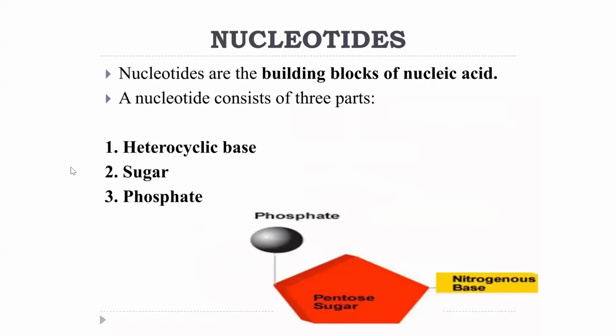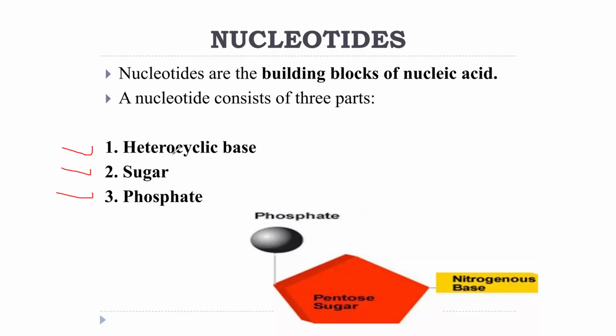Okay, then the nucleotides. So nucleotides, as we said, are the building blocks of nucleic acids, and a nucleotide consists of three parts. These three parts comprise the heterocyclic base, sugar, and phosphate. So you see, this is the pentose sugar. The ribose sugar is a pentose sugar. It means it's a sugar with 5 carbons. And this is the nitrogenous base, and this is the phosphate group. So we should know that.